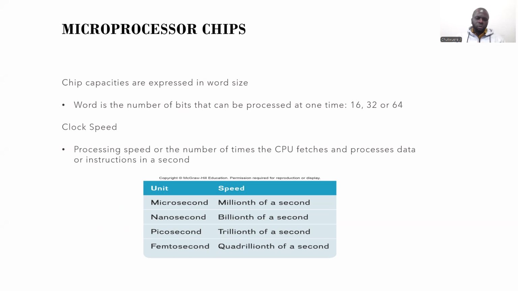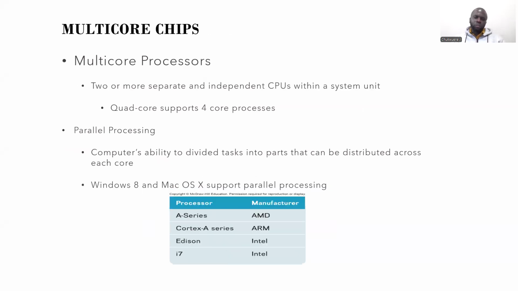Processing speed, or the number of times the CPU fetches and processes data, is measured in seconds. And that is the function of your clock speed. To do what? To regulate, to provide how the speed and the number of times your CPU engages in carrying out its tasks.